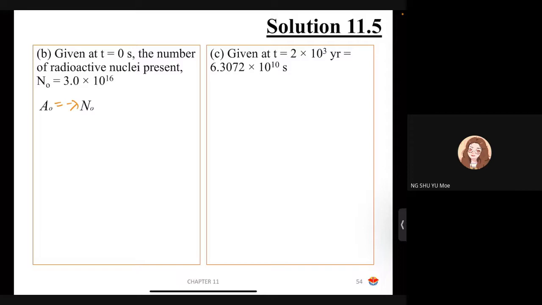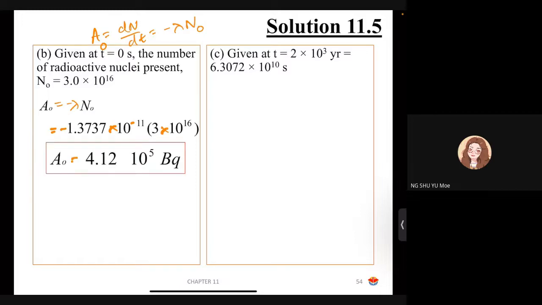Mana dapat formula ni? Ingat balik saya cakap aktiviti sama dengan dN over dt, the rate of decay sama dengan negatif lambda N. But since you want to find A0, dia akan jadi N0. So negatif lambda darab dengan N0, dan dia akan dapat jawapan dalam Bq. Saya faham kenapa sekarang dia tukar kepada second. Sebab kalau you tak tukar second, you biar je dalam years, you tak akan dapat Bq. You akan dapat decay per years. So that's why dia tukar kepada second.